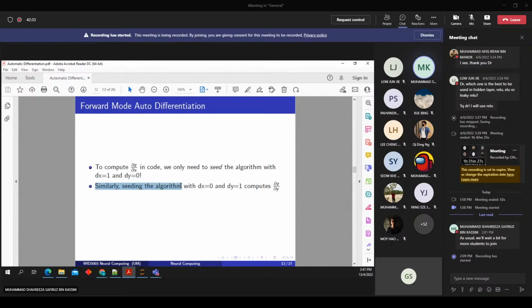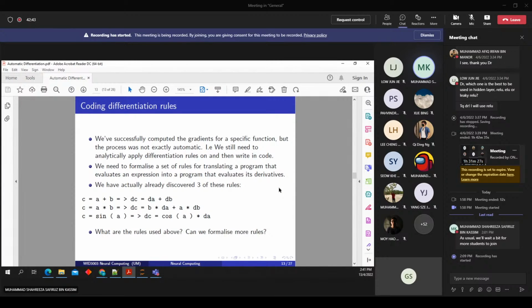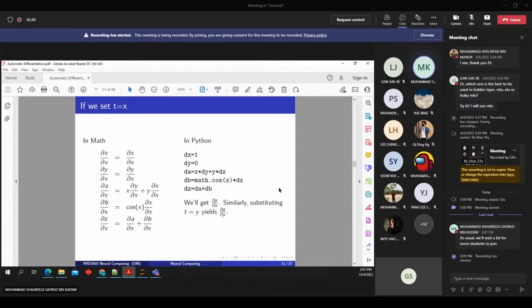Similarly, seeding the other way around, you compute the derivatives of z with respect to y, or the partial derivative of z with respect to y, right? I'll just pause for a while. Can you follow up till now? Is this fine, or is there some questions, or something that you find confusing?